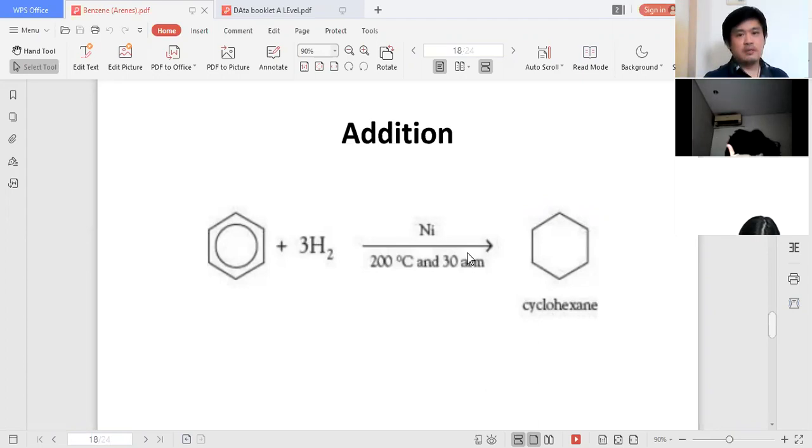The pressure is 30 atm. For the addition of alkene, it is not up to 30 atm. 30 atm would be a waste of energy because at 2 atm it can react. But with benzene, it must use the extreme 30 atm.